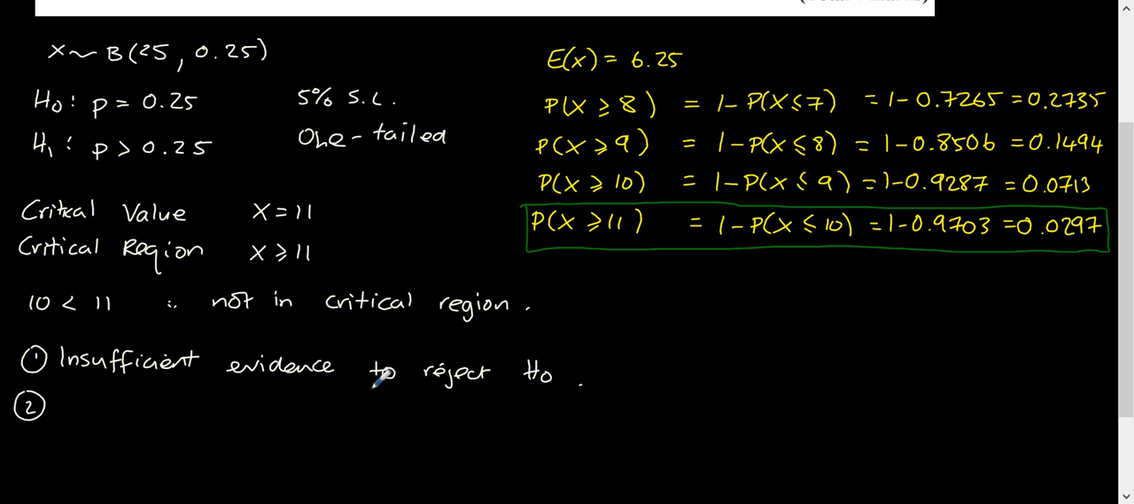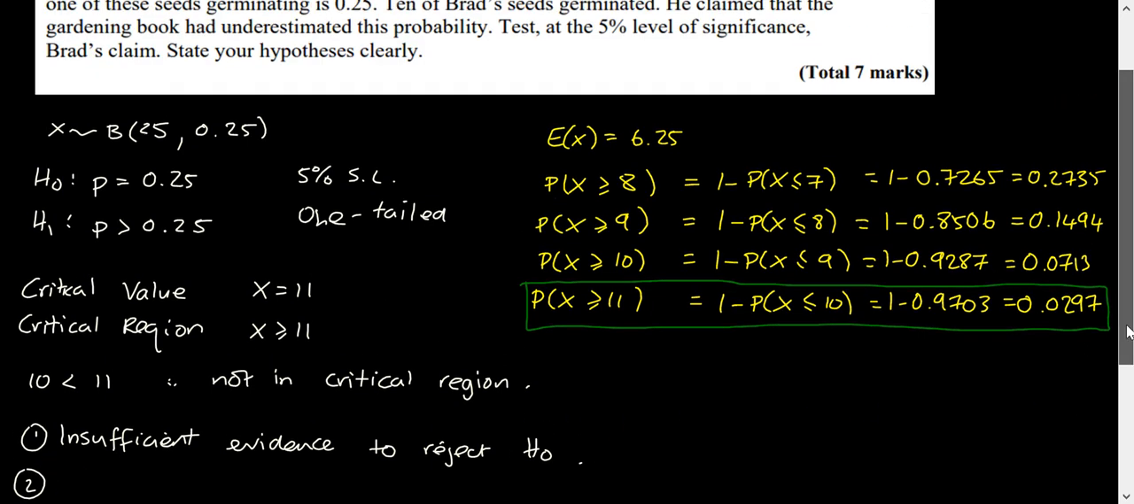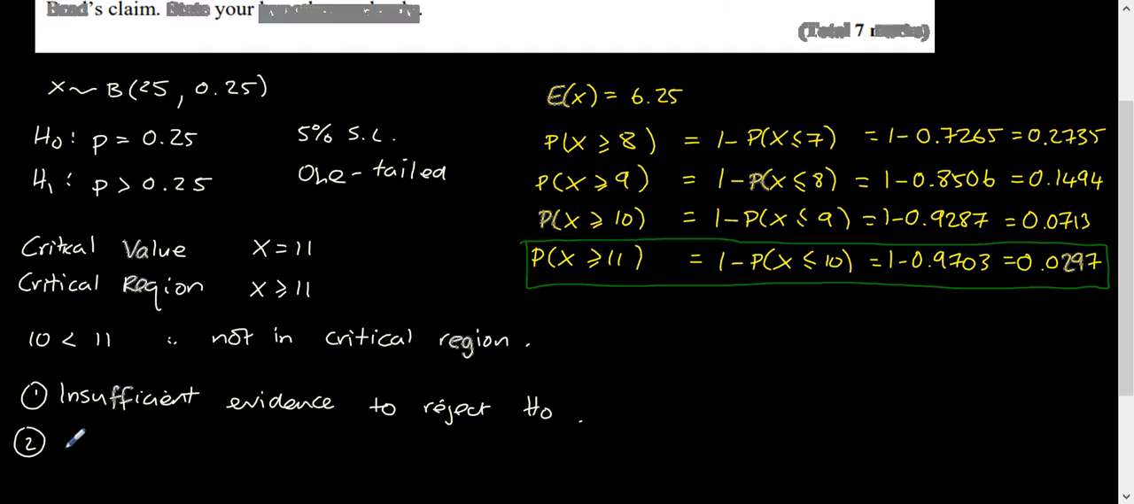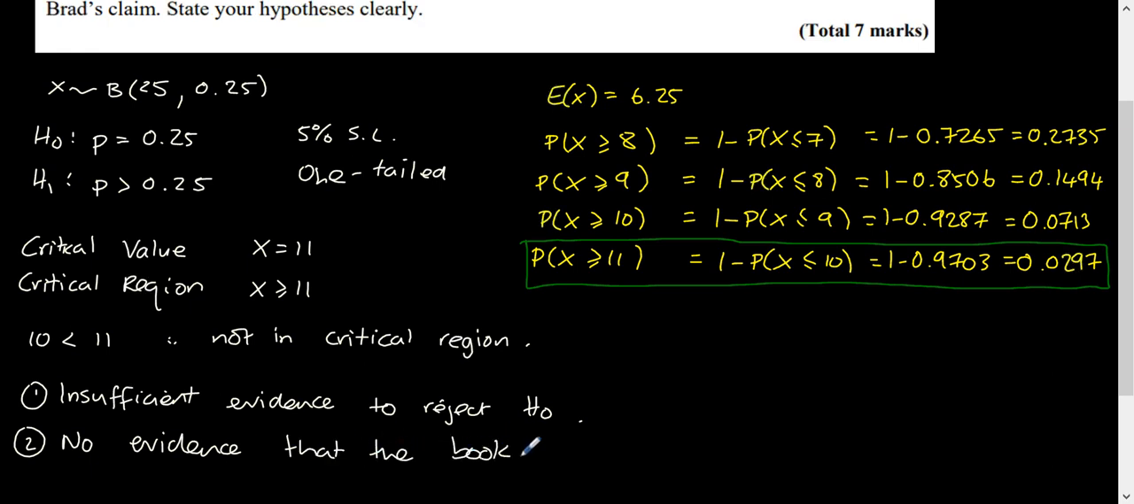And 2, what does it mean in the context of the question? It means that there's no evidence that the gardening book underestimated the probability. And like I said earlier, don't skimp on this. Full explanation. There we go.